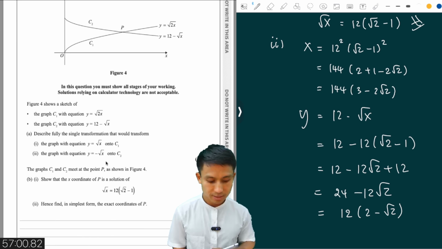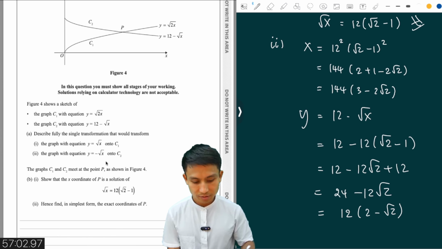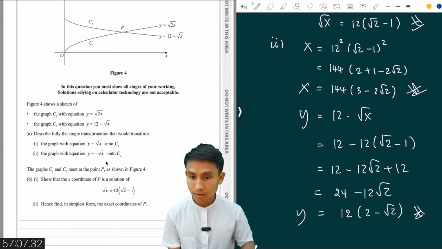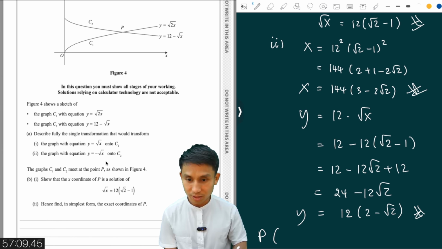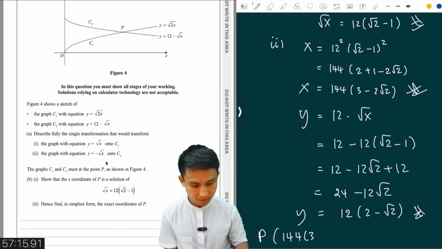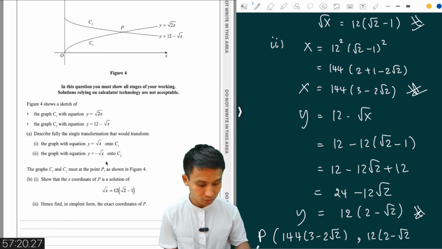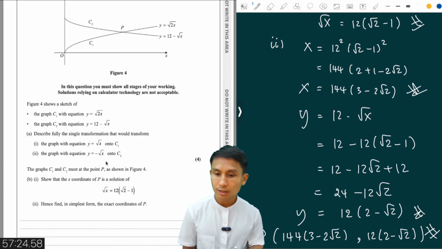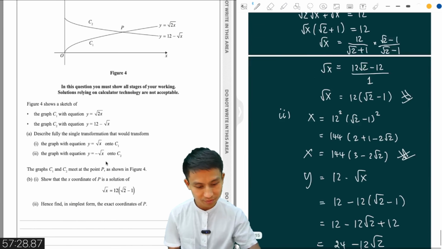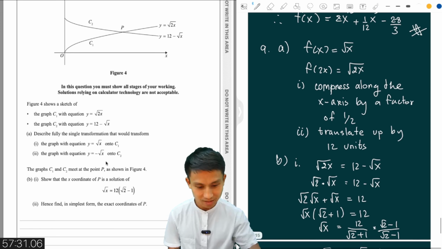All right, I think that's fine. So that's the y, that's the x. Exact coordinate of P would be, ooh, that's a horrible coordinate, don't you think? Then comma 12 times 2 minus root 2, like that. Yeah, that's the exact coordinates of P. Let me double check here. Seems a little shaky.